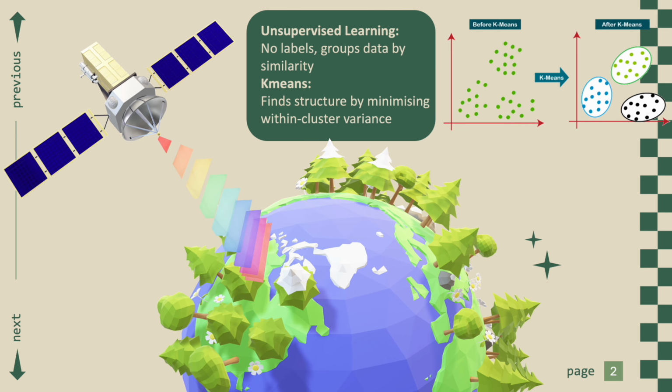Unsupervised learning is different. It doesn't use labels at all. Instead, it finds structure in the data, clustering similar pixels together based on their spectral values. K-means is a common unsupervised method. It assigns pixels into K groups, then iteratively adjusts the grouping to minimize variance within each cluster.